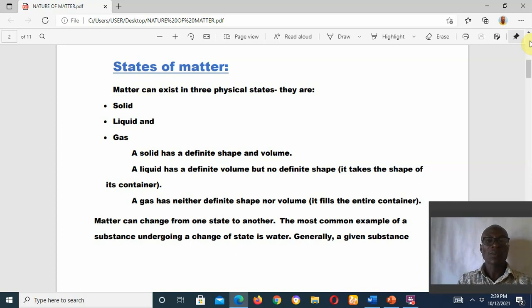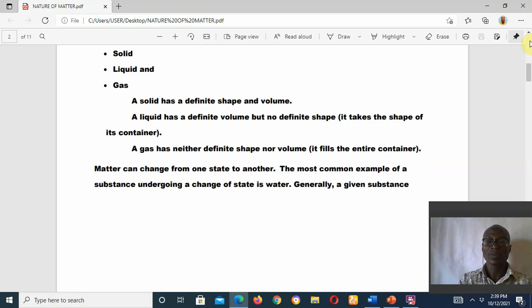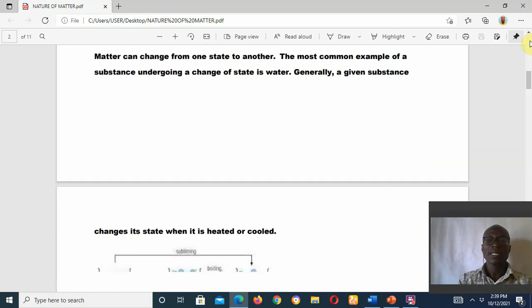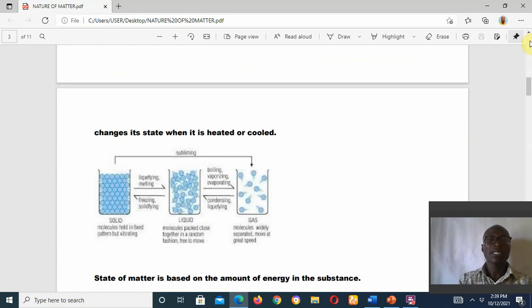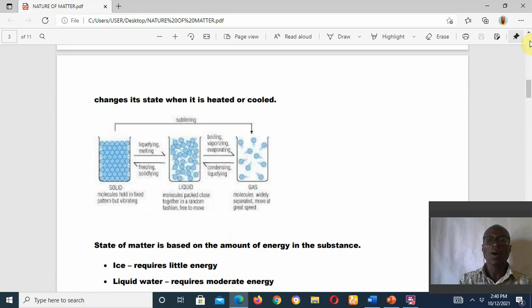Matter can change from one state to another. That is, a matter can change from solid to liquid or from liquid to gas. Even there are some matter that can change directly from solid to gas, even without passing through the liquid state. The most common example of a substance undergoing a change of state is water. Generally, a given substance changes its state when it is heated or cooled.